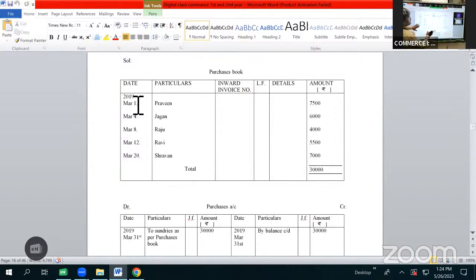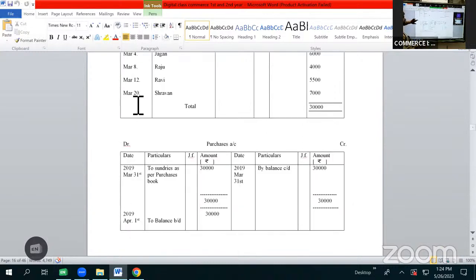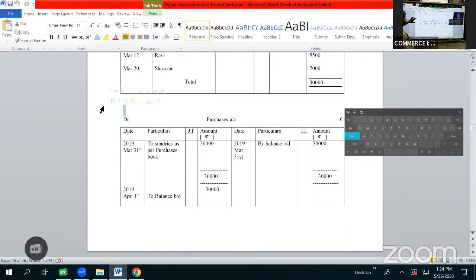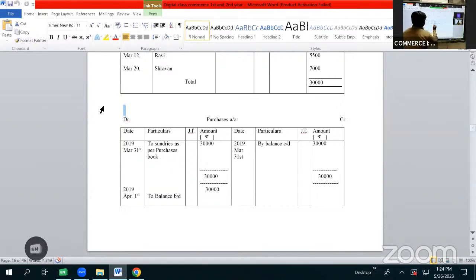From the examination point of view, we'll be asked only to prepare books, either the purchases book, sales book, purchase returns book, or sales returns book. But in the examination, posting in ledger problems will not be asked. So here is the purchases account. Let us see how we prepare ledger accounts.